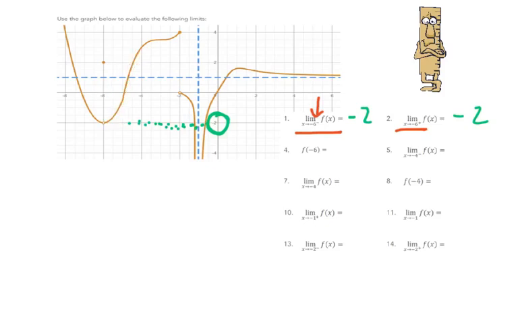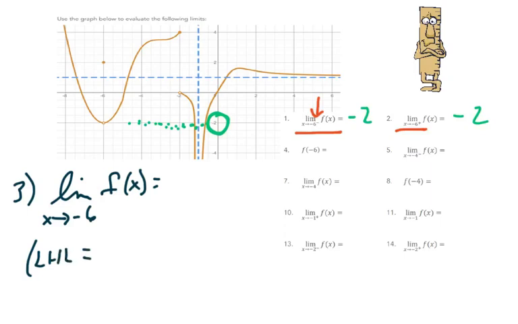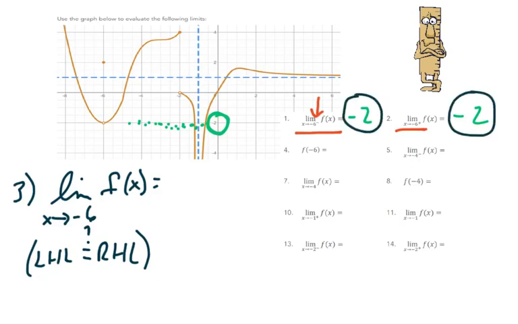Now, it doesn't list it here. I must have skipped that question, but I'm going to add in a question number 3. If question number 3 then said find the limit as x approaches negative 6 without an exponent, that means I'm looking at the overall limit. So again, I'm asking myself, does the left-hand limit equal the right-hand limit? And in this case, because the answer for question 1 and question 2 was the same value, that means my overall limit would also be an answer of negative 2.